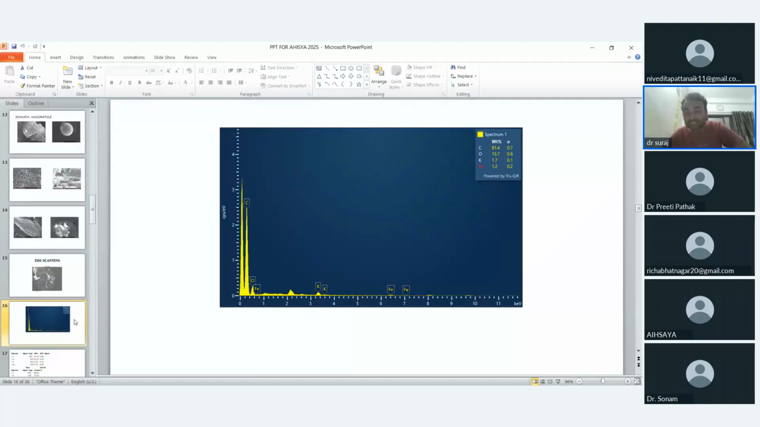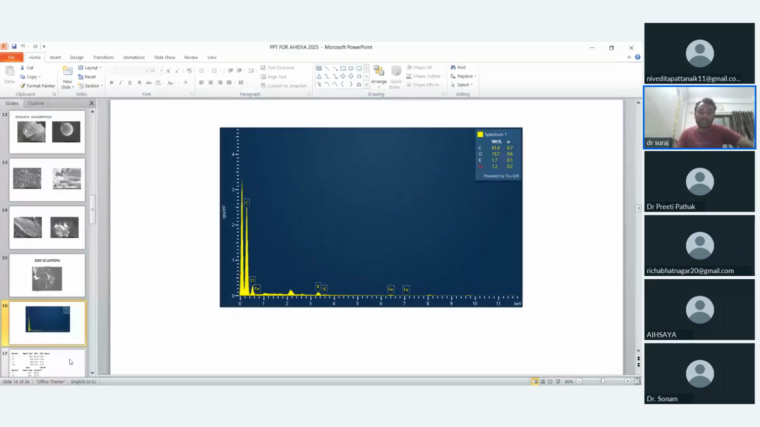The sigma percentage of carbon is 0.7. The sigma percentage of oxygen is 0.6. The sigma percentage of potassium is 0.1. And the sigma percentage of iron, Fe, is 0.2. So these are the different compositional values of Echinacea nanoparticle in a mother tincture, in a hydroalcoholic base, because our mother tincture is a hydroalcoholic base as per the new method.